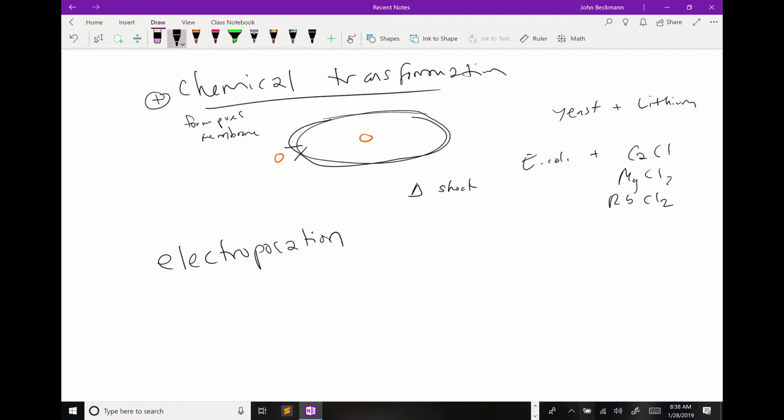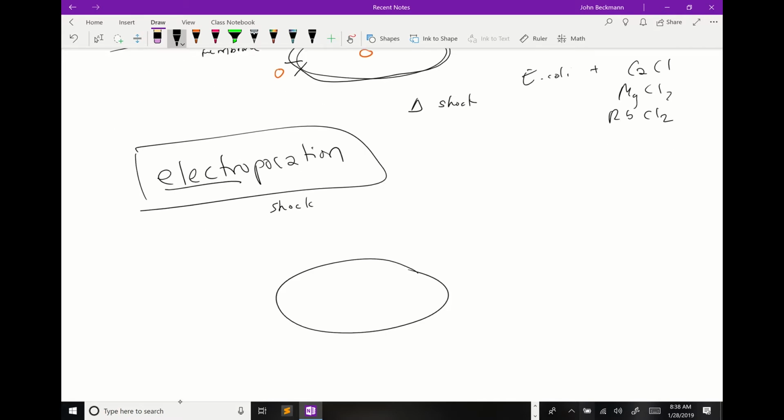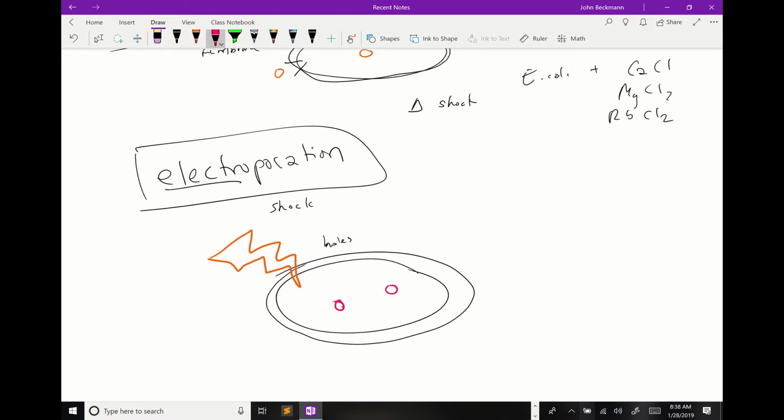But that's chemical transformation. What's electroporation? It's the same thing but with electricity. Yes, you shock them. So you take bacteria or yeast, and you put them in an electroporator, which, when you press a button, shocks them. And the shock induces holes in the membrane, and then your DNA, which is negative, starts running and shoots in.